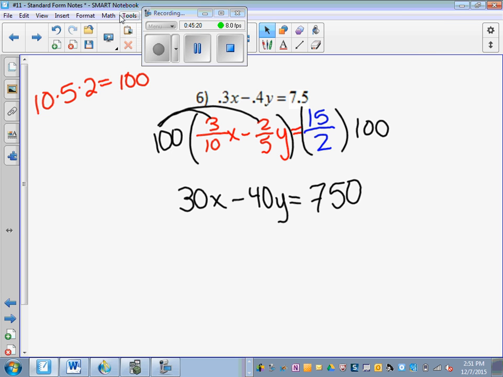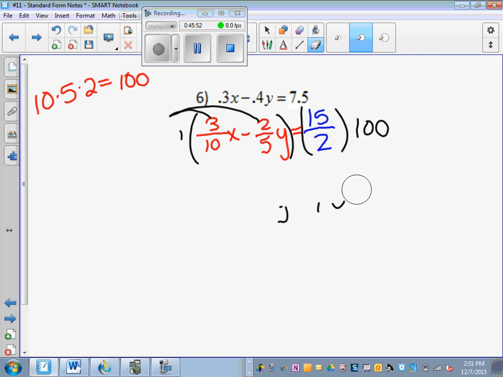Alright, so let's show you another way here. Guys, we have the denominators of 10, 5, and 2. If I multiply by 2, that gets rid of this one, right? If I multiply by 5, that gets rid of this one. If you multiply by the largest denominator, 10, 10 will get rid of this one, and this one, and this one. That's another way to do it.